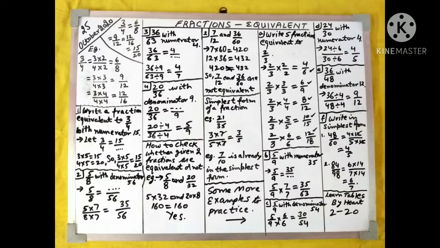Next is write in the simplest form. We have 48 by 60. To solve it, we write 48 by 60 is equal to 4 into 12 divided by 5 into 12. So 12 is common, we cut it out and we finally get 4 by 5 as the simplest form, right? Next is 84 by 98. So 14 into 6, 14 into 7. 14 gets cut out and then we have 6 by 7 as the required simplest form.